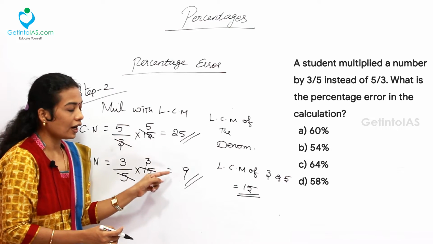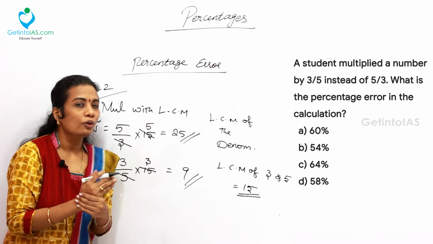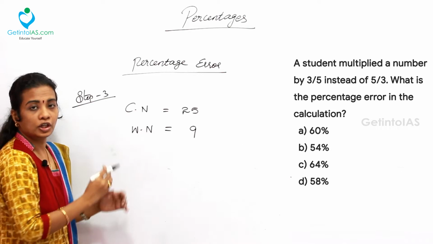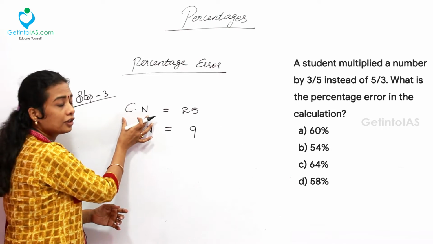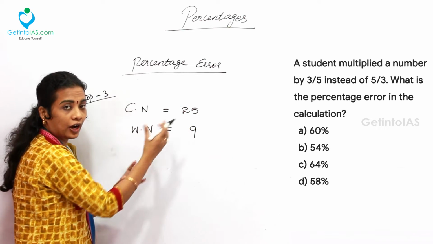So with 25 and 9, what is the error and error percentage? We are going to find it now. Step 3, the correct number is 25 and the wrong number is 9. This is what we get from these fractional values.